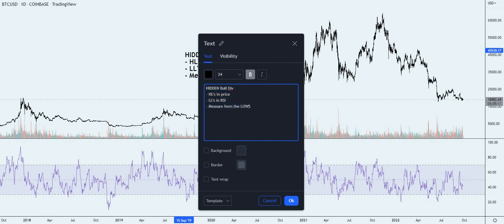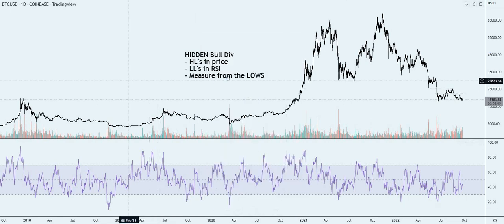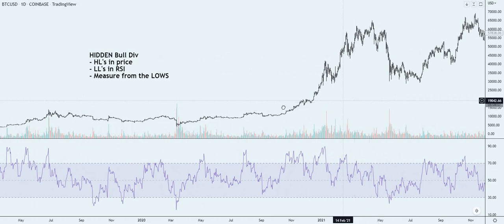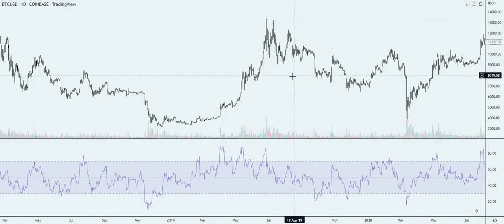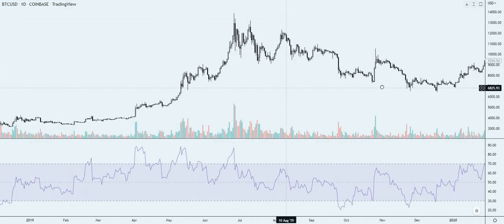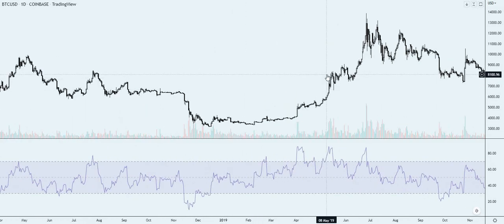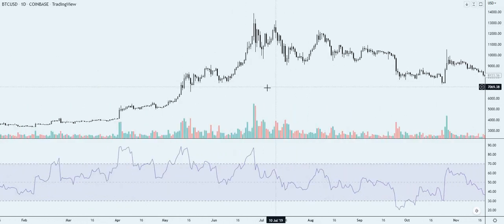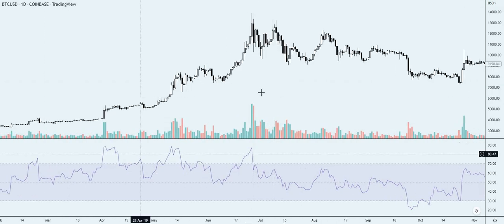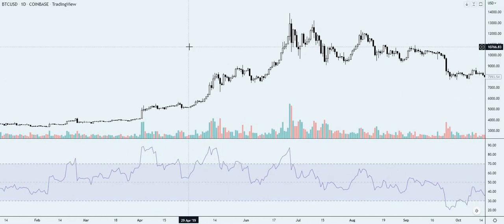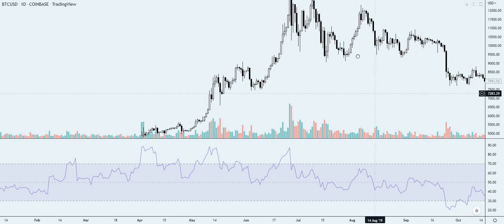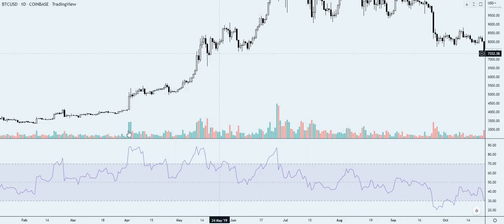So let's go to this bull market that we had, this first major wave out of the bear market back in May, June 2019. Okay, right off the bat, I can spot a couple right here. Okay, so let's just do this. Can you spot it? Where are we making higher lows in price and lower lows in RSI? Well, there's one right here.